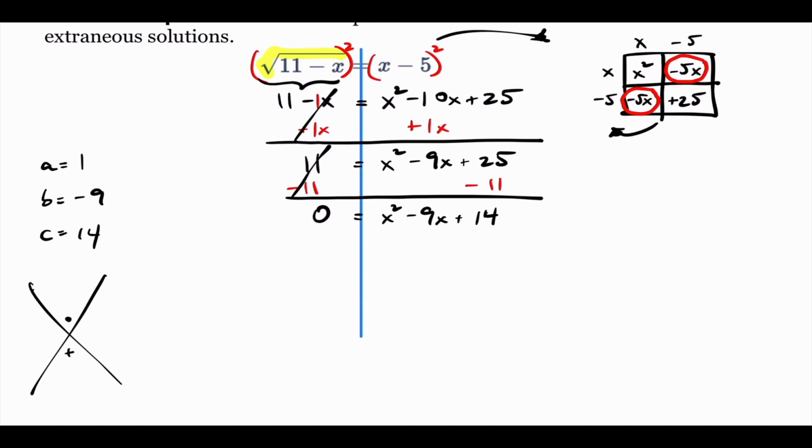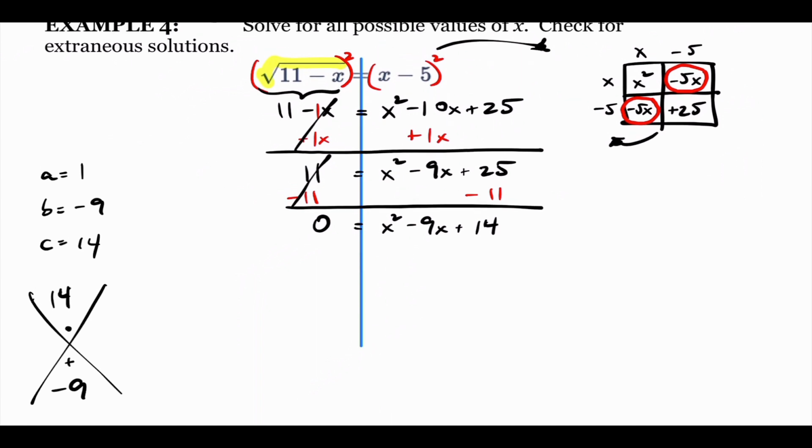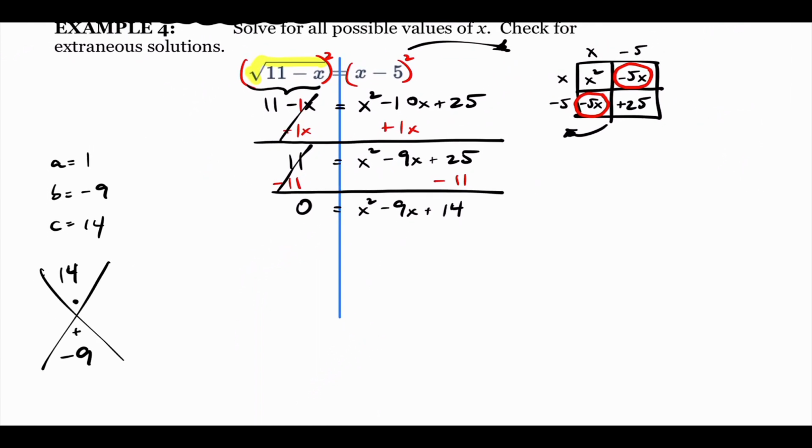Okay. So 14 goes on top. Negative 9 goes on the bottom. So the two numbers that multiply to be positive 14 but add up to be negative 9. It's going to have to be negatives, because to add up to be negative 9, negative 7, negative 2.